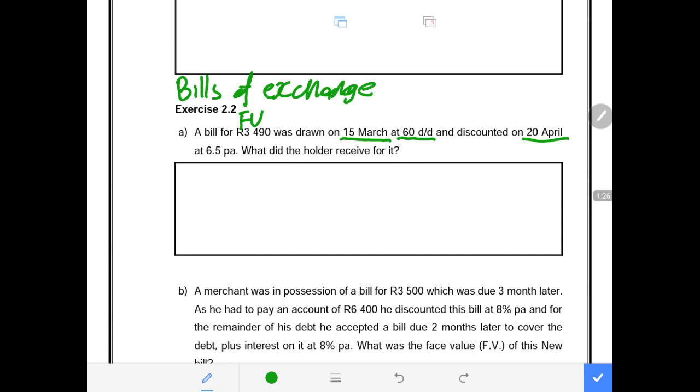What did the holder receive? So now what are we looking for? We are looking for the cash value of this bill. The first thing that we need to do is to know the due date, because the bill was drawn on the 15th of March. Then we need to calculate 60 days from the 15th of March so that we know the due date. When we know the due date, we can calculate from the 20th of April up to the due date in order to get the unexpired period, which is the period between the discount date and the due date of the bill.